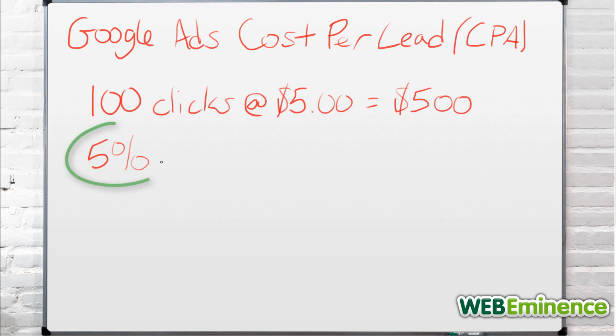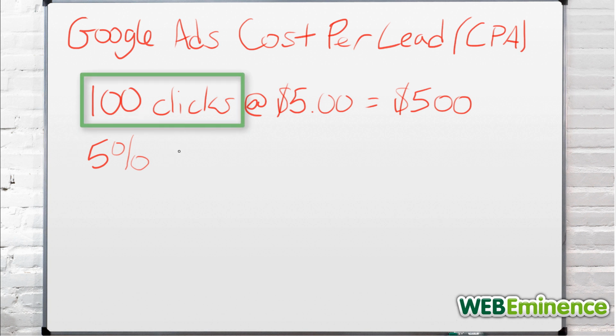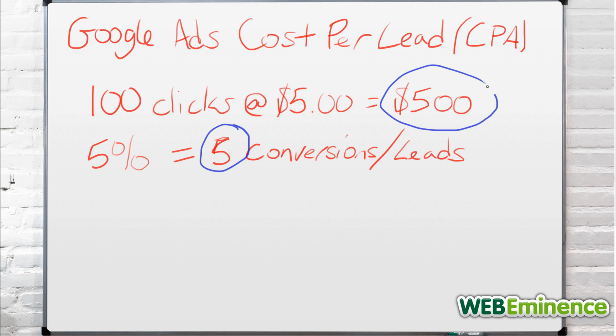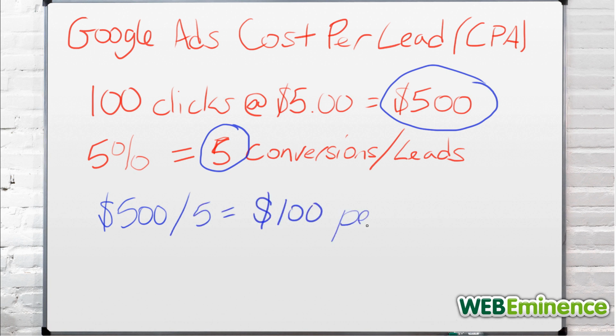So that would mean 5% or 5 out of 100 clicks to your website turned into a conversion. So a 5% conversion would be, again, 5 conversions, or leads in this case. So since you got 5 leads for $500, your cost per lead would be 500 divided by 5, or $100 per lead. So that's how cost per lead or cost per acquisition is calculated.